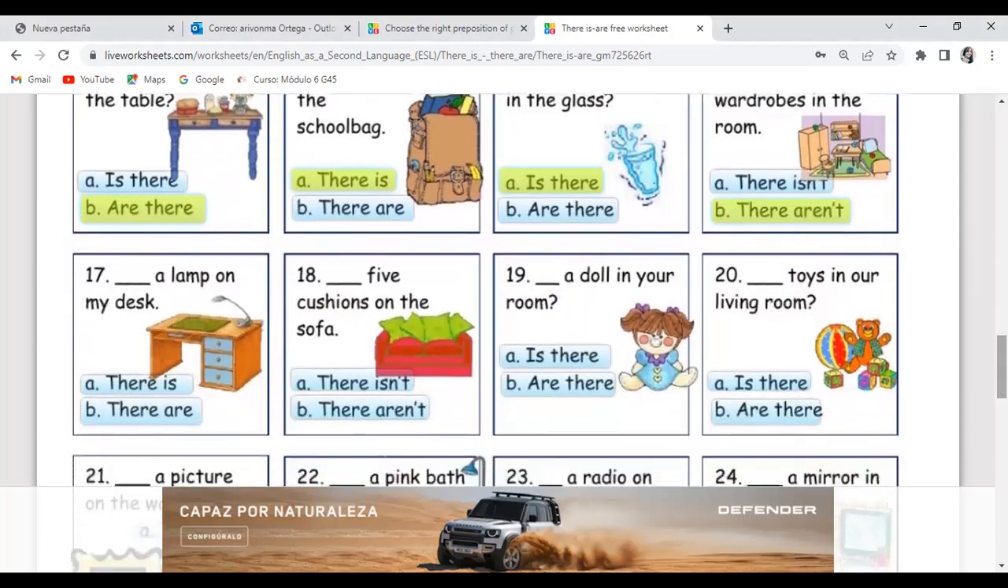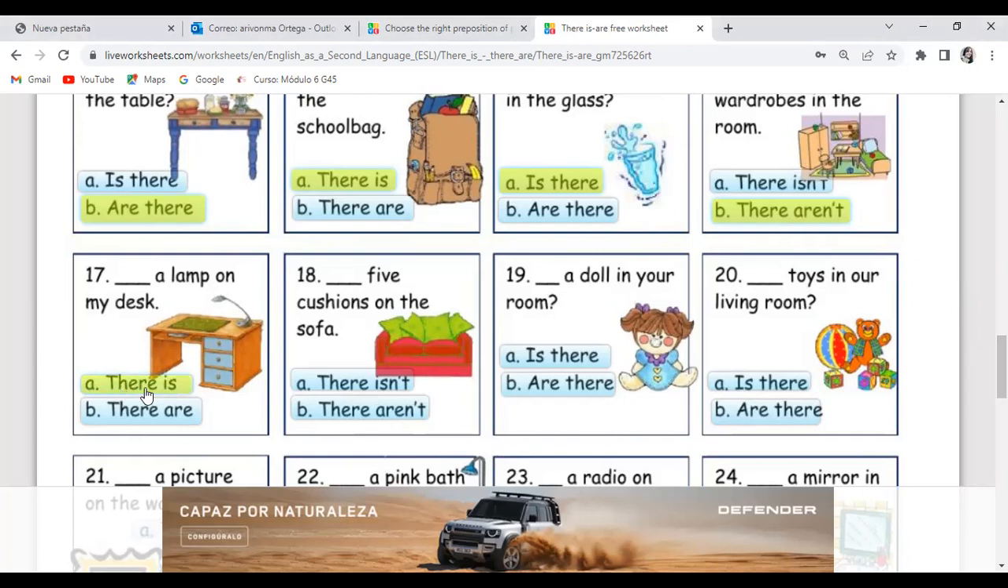What about number 17? A lamp on my desk. This is an affirmative sentence. So what do you say? What do you say, guys? There is, yes, very good. There is a lamp on my desk.